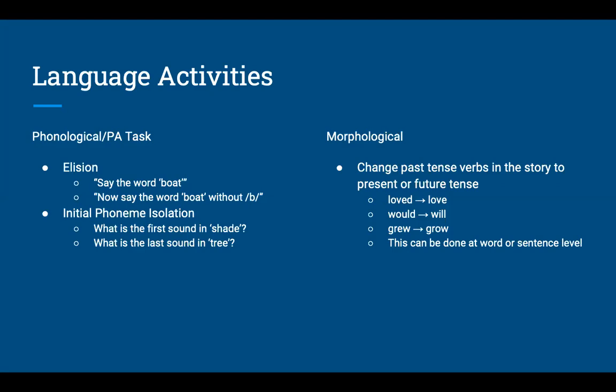And then this book also uses a lot of past tense verbs, so we could target morphology by changing those past tense verbs in the story into present or future tense. And then that can be worked on at the word or phrase or sentence level if the student is ready to progress beyond just the word.